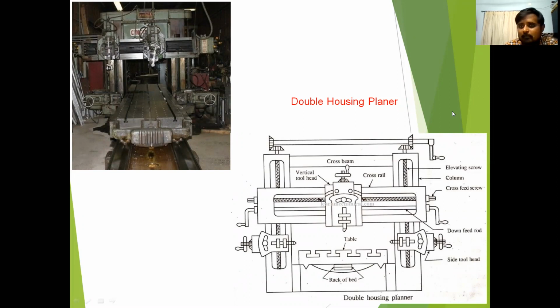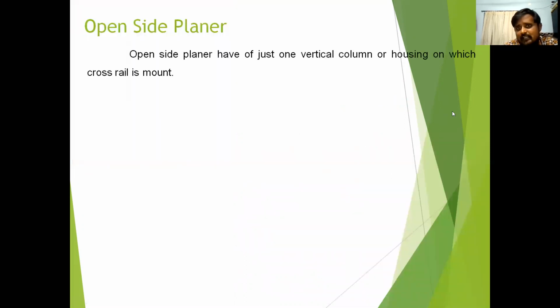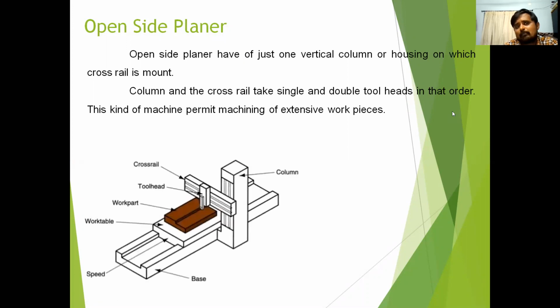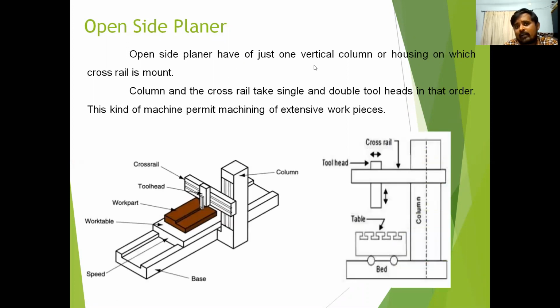This is a double housing planer. Now the open side planer. The open side planer has only one vertical column. There is no other vertical column. The other side is open. That's why it is called an open column or open side planer. One side contains one column, other side is open. The column and cross rail take single and double tool heads in that order. This kind of machine permits machining of extensive workpieces.